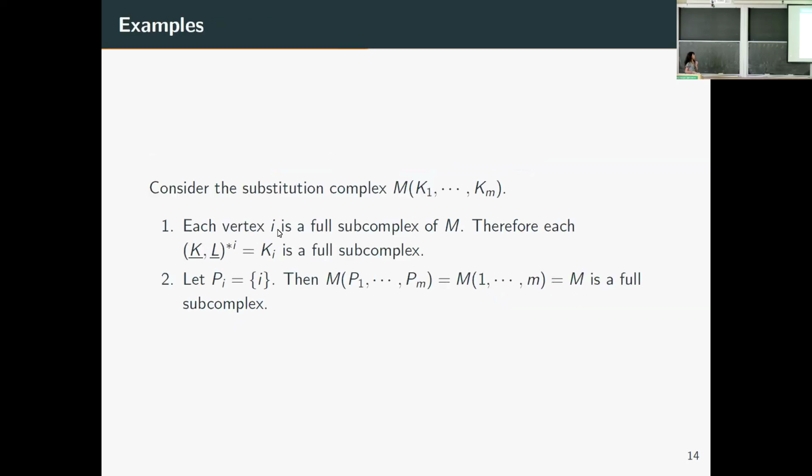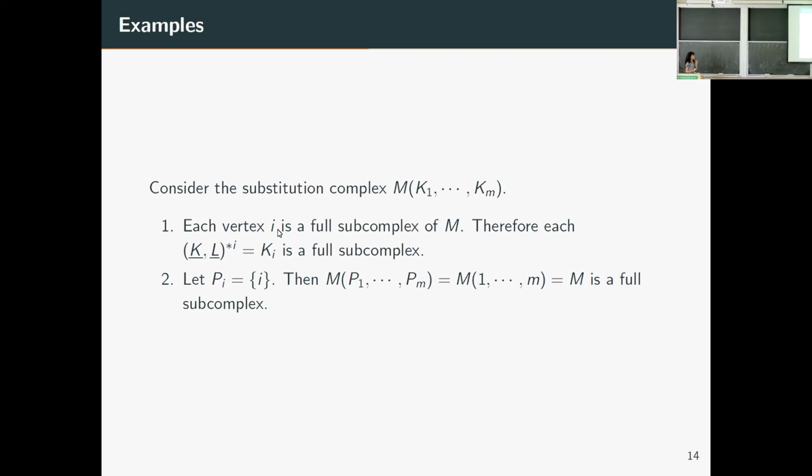Some examples of these, and for this we're going to specialize to the substitution complex. As each vertex is a full subcomplex of M, for any simplicial complex, we get that each Ki, because we can write it as a polyhedral join product on the simplicial complex i on that vertex, is going to be a full subcomplex of our polyhedral join product. The second result is, if we let all of our Pi's just equal a vertex, then we recover that M itself is a full subcomplex of the substitution complex.